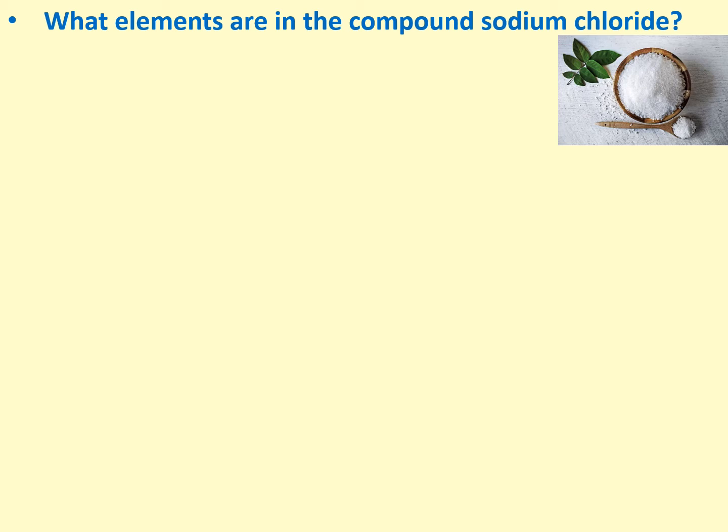Okay, here's a question for you. What elements are in the compound sodium chloride? While you're thinking about that, I'll tell you that this is sodium chloride. It's table salt. Sodium chloride is the stuff that you put on your food to make it super delicious and tasty, and the elements in it are sodium and chlorine, so the name gives you a clue.